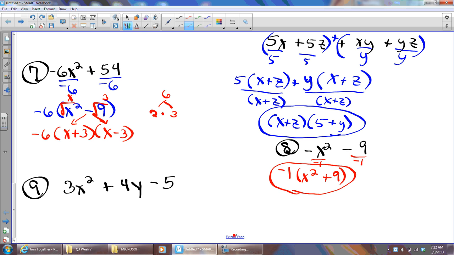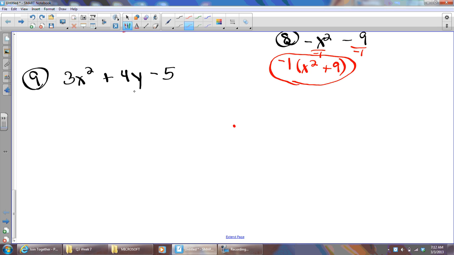Okay, finally, problem number 9. It's a trinomial, which means I have to try to GCF. Is there a GCF other than 1 between 3, 4, and 5? Nope. Do all 3 terms have x's? No. Do all 3 terms have y's? No. This one cannot be factored, and we are going to say that it is prime.